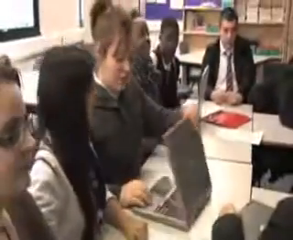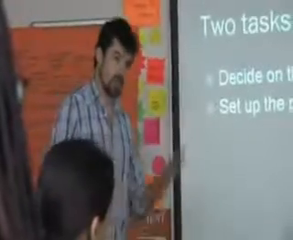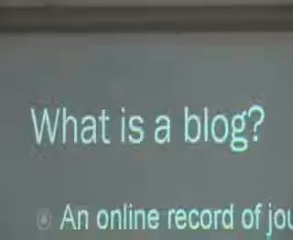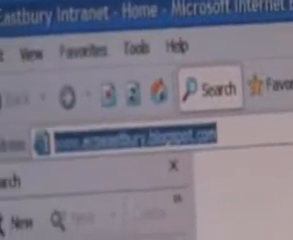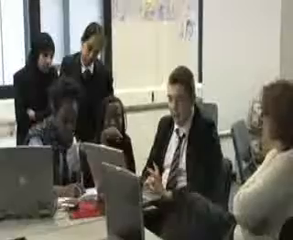The next thing we had to do was to take those issues and look at what we could do about them, and also to work out some way that we could get what we were doing to a wider audience and involve the wider school community. And the way that we did that was we set up a blog using the Blogger tool.